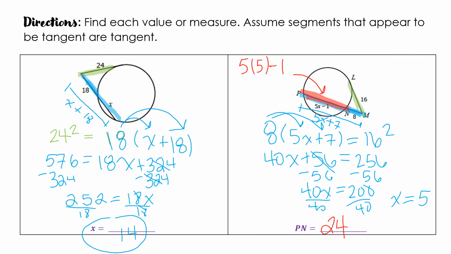And I didn't say it earlier, but I probably should have. These are all lengths of segments, so make sure you do not include a degree measure. We're not looking for arc measures or angle measures, it's a length. So if we had units, it would be like inches or meters or centimeters. And that is it.